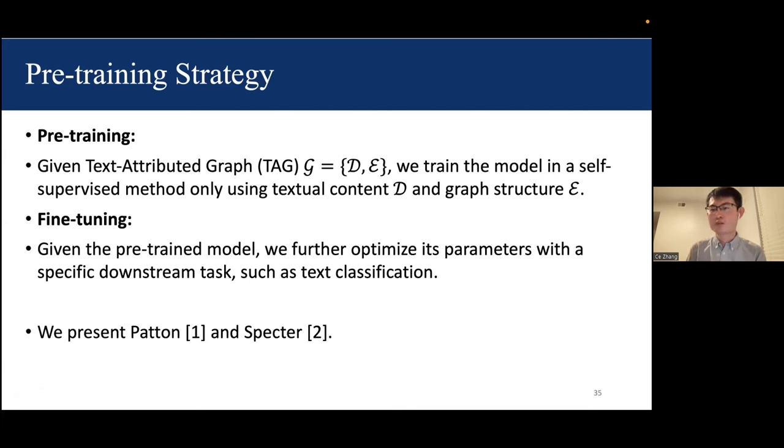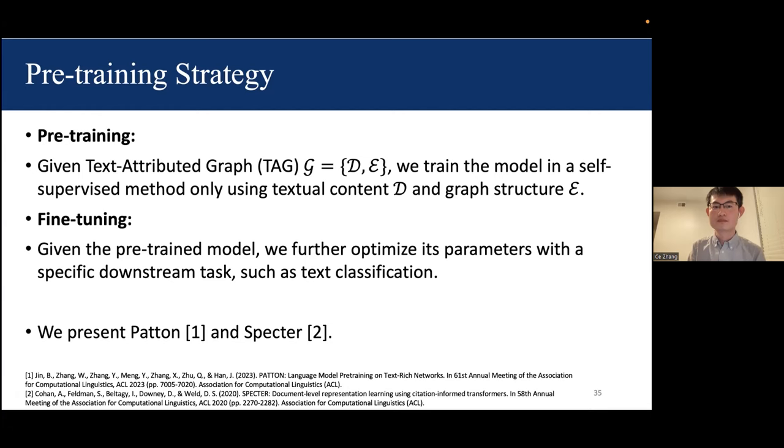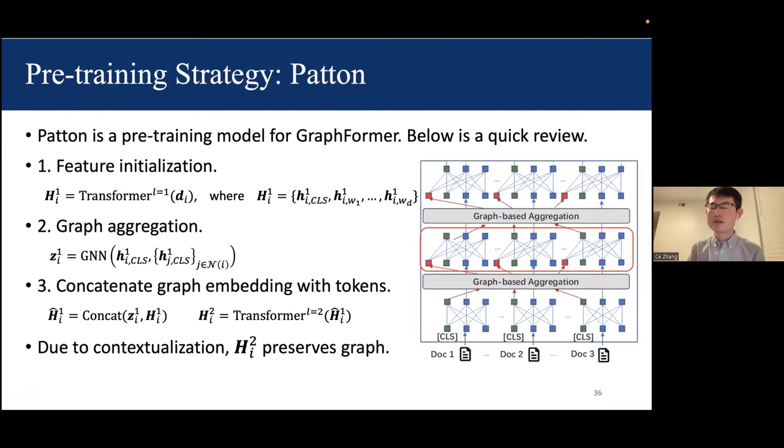Here, we present two methods for pre-training text attributed graph. One is called Patton, the other one is called SPECTER. First of all, let's look at Patton. Patton is the pre-training method for GraphFormer presented earlier. So now let's quickly review what a GraphFormer is.